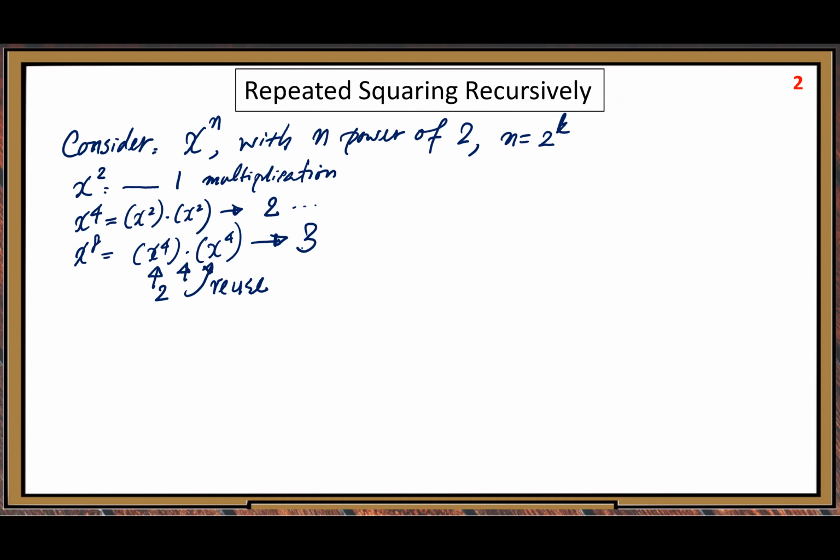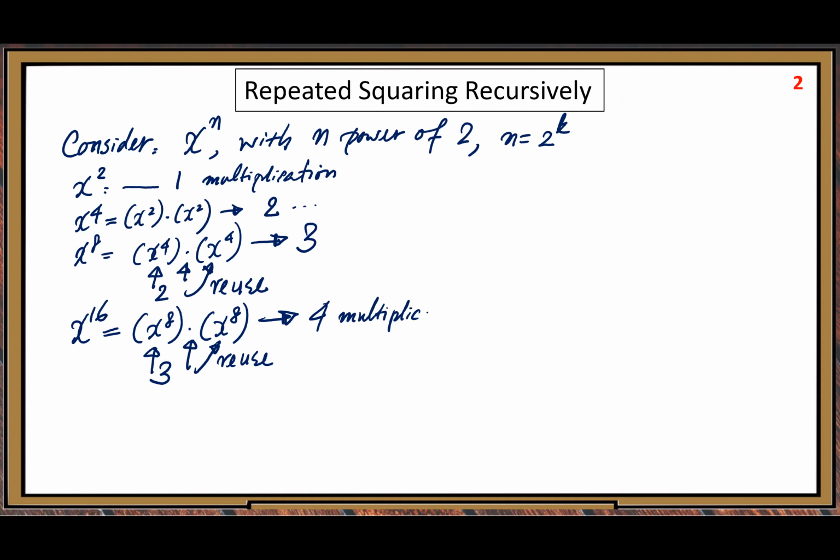So then we only need to add 1 more multiplication. That's 3. Similarly, x to the 16th is x to the 8th times x to the 8th. The first copy of x to the 8th, we pay 3 multiplications. The second copy we reuse. Then the dot in the middle, we have to pay that cost. So the answer is 4 multiplications.